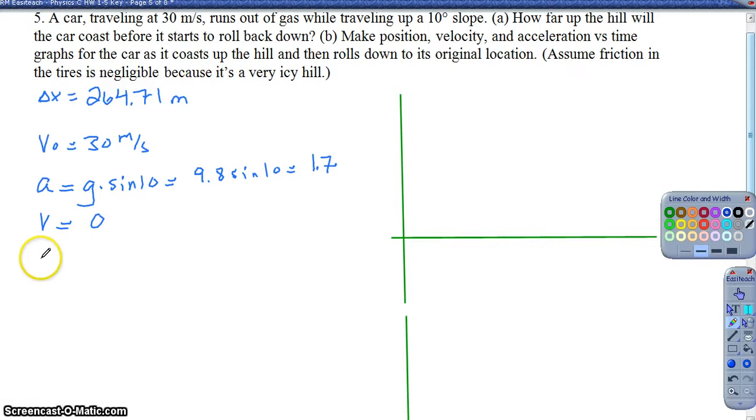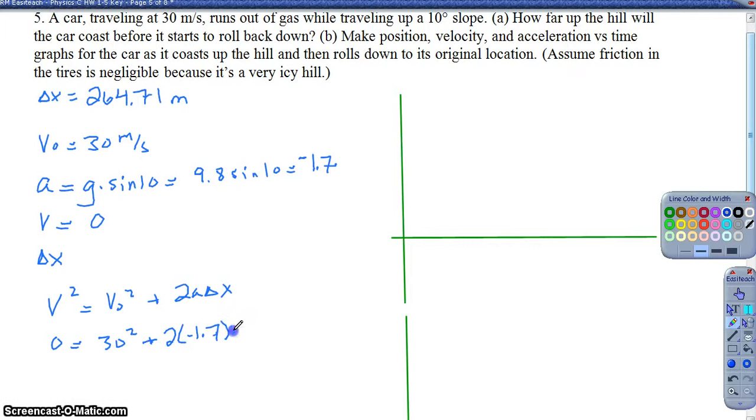So if I want to find the total displacement that it goes up the ramp, I have these three measurements to work with. I can work with v squared equals v sub 0 squared plus 2a delta x, and simply solve for delta x. So my final velocity was 0. This was 30 squared. Now in this case I would make this acceleration negative 1.7, since it was working against my original velocity. So it'd be 2 times negative 1.7 delta x. And then solving this equation, that's where I got my first answer up here of 264.71 meters. So make sure you're comfortable with something like that.